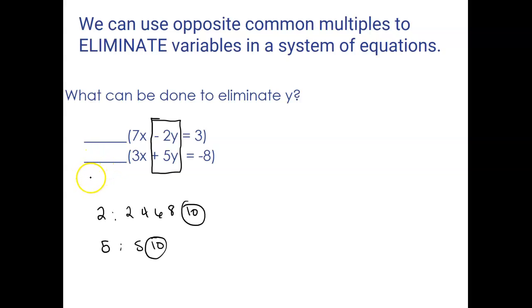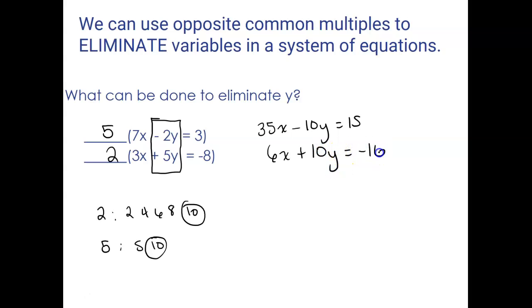I don't multiply by 10. I want to make 10. What did I multiply 2 by to make 10? Well, I multiplied it by 5. What do I multiply 5 by to make 10? I multiply it by 2. These are already opposite signs, so I don't have to worry about multiplying by a negative. This gives me 35x minus 10y equals 15, and 6x plus 10y equals negative 16.